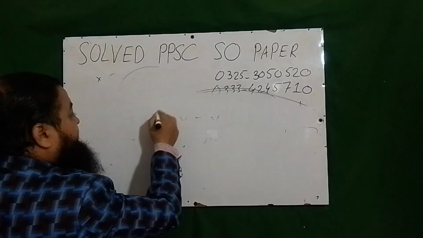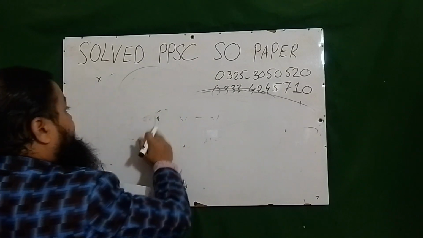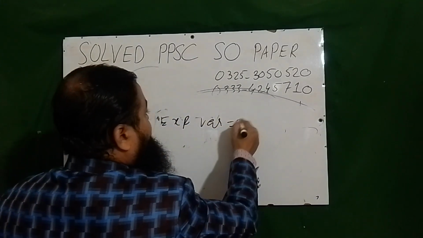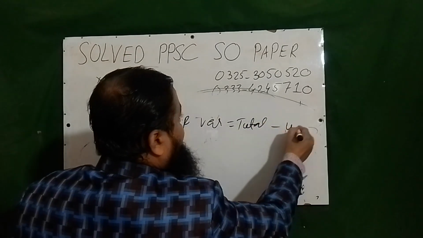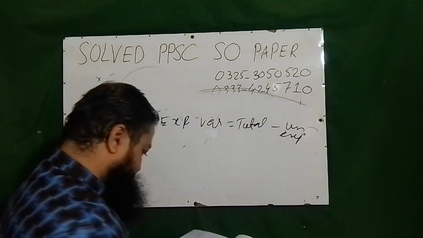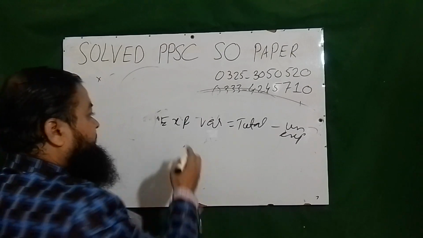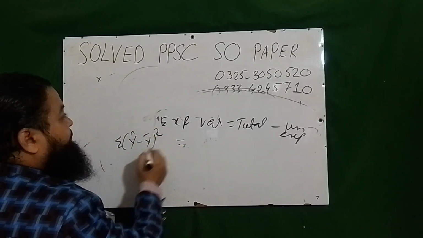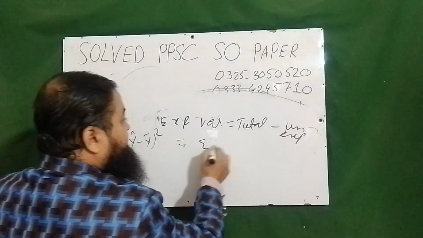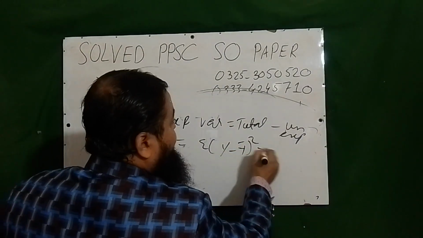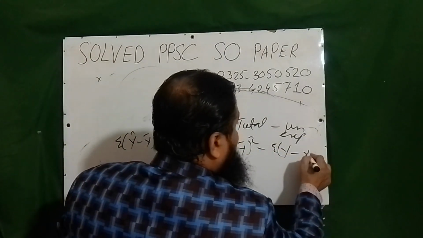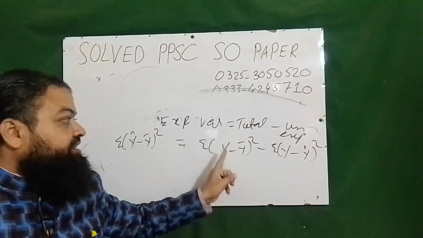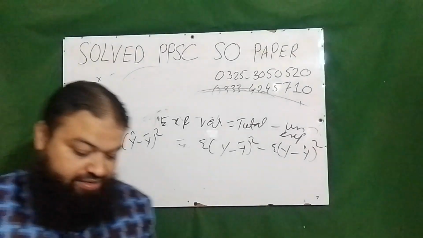And you can also say that explained variation is equal to total minus unexplained, and that can be written as summation (y cap minus y bar) whole square. As I told you earlier, that will be summation (y minus y bar) whole square minus summation (y minus y cap) whole square. This is unexplained. As I told you, this is total, this is explained.